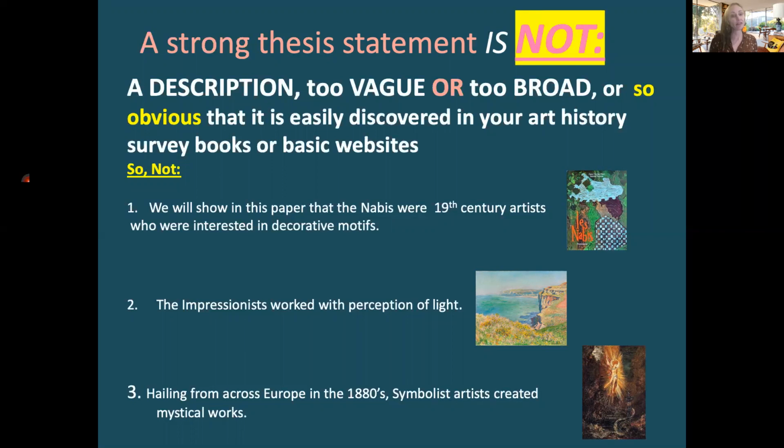Or the Impressionists worked with the perception of light. Okay, that's practically in the very definition of what Impressionism is. Hailing from across Europe in the 1880s, symbolists created mystical works. That's so broad, it says nothing.